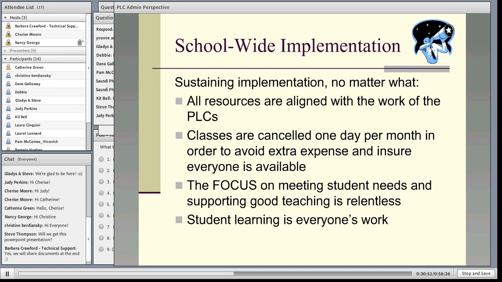One of the things that we've done is to really adopt what I like to call a relentless focus on meeting the needs of our students and on supporting good teaching. That relentless focus has helped so much through these difficult budget times, because as we had to decide what staff got laid off, what programs got cut, how we trimmed back the budget, we really fell back on this focus.